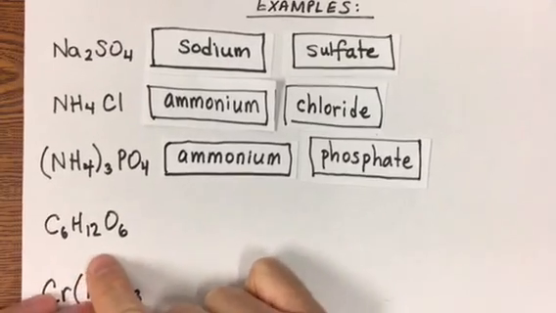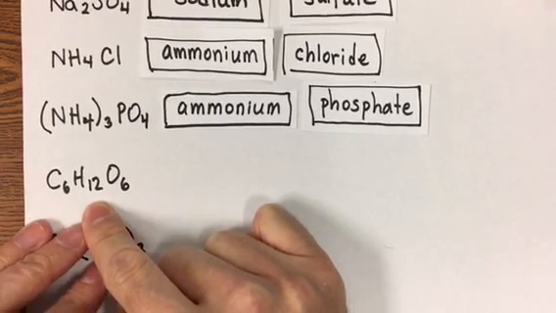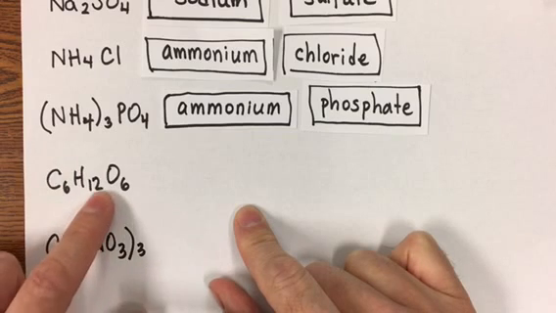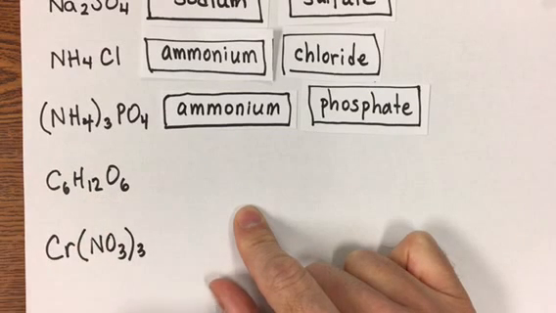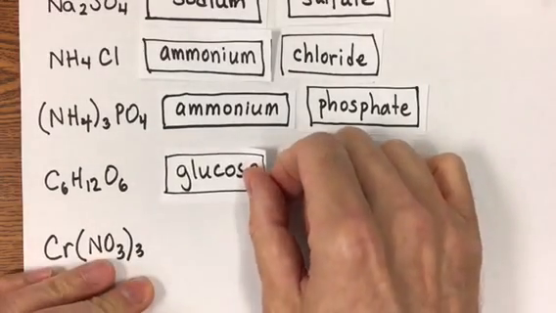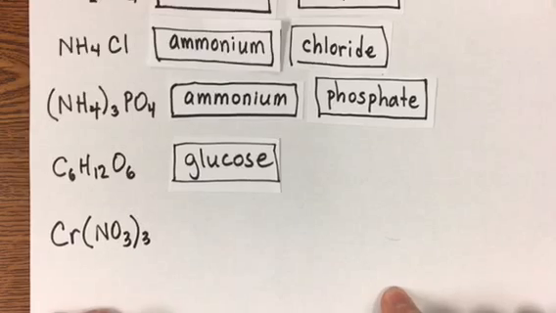This next one is kind of complicated. C6H12O6 is nothing I recognize. The first part's not a metal. There's nothing in here that I recognize as a particular ion from my list. So I would have to know then that that's some sort of sugar, perhaps glucose. And that's one of those complex organic compounds that's purely covalent.